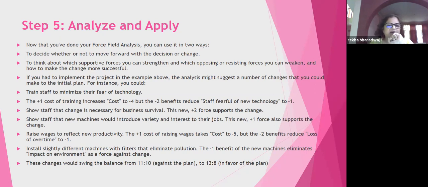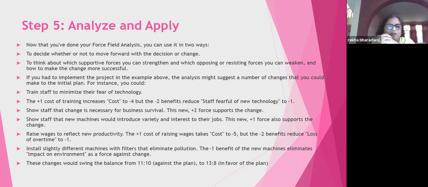For instance, you could train staff to minimize the fear of technology. The +1 cost of training increases cost to -4, but the -2 benefit reduces staff fearfulness of new technology. It shows staff that change is necessary for business survival. Plus, this new +2 force supports the change. Now, show staff that new machines would introduce variety and interest to their jobs. This new +1 force supports the change.